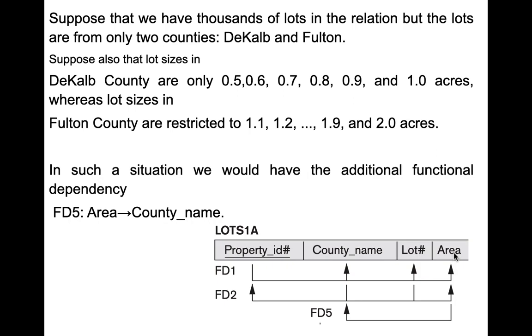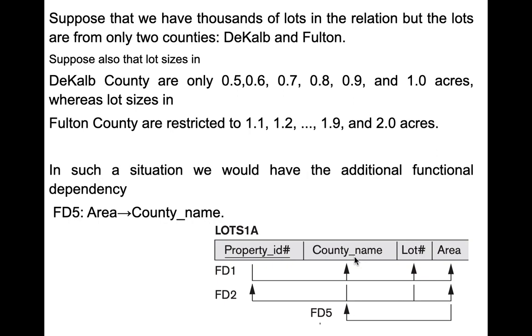Either area should have been a super key or this county name should be a prime attribute. In this case, county name is a prime attribute. Why? Because county name and lot together form the candidate key. So since county name is a part of the candidate key, it is a prime attribute. So in this, area is not a super key, but county name turns out to be a prime attribute. So this does not violate 3NF.